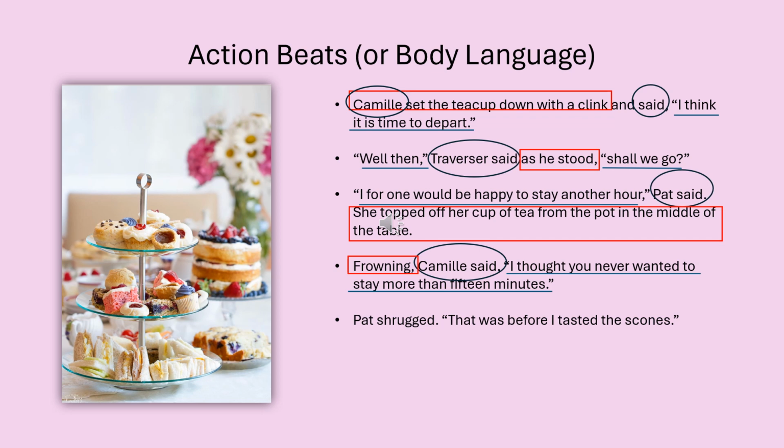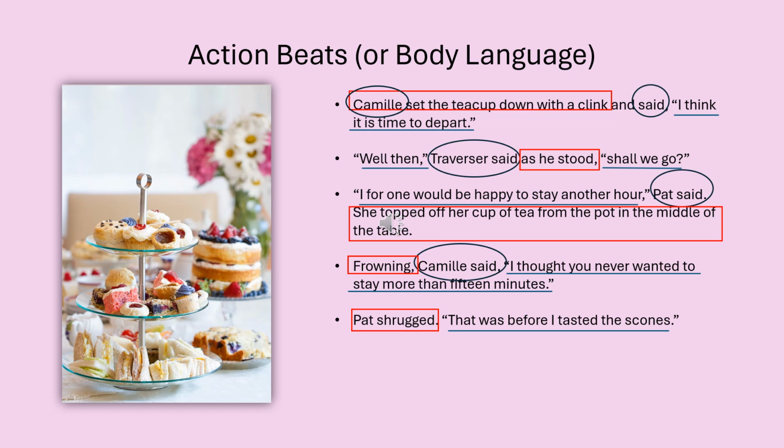"Pat shrugged. 'That was before I tasted the scones.'" "That was before I tasted the scones" is the dialogue. There is no dialogue tag. And then we have "Pat shrugged" as our action beat. It's going before. Now, technically, action beats don't serve as dialogue tags. But sometimes they do the same function, in that you can use an action beat instead of a dialogue tag to tell the reader who is talking, which is the point of a dialogue tag. So "Pat shrugged" is an action. It is an action beat. It's a form of body language.